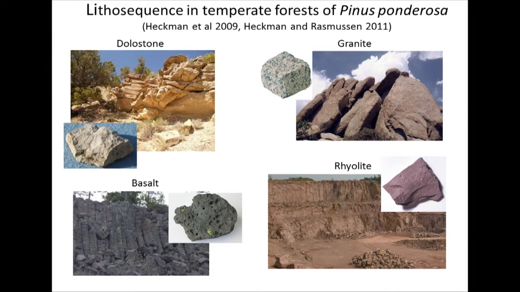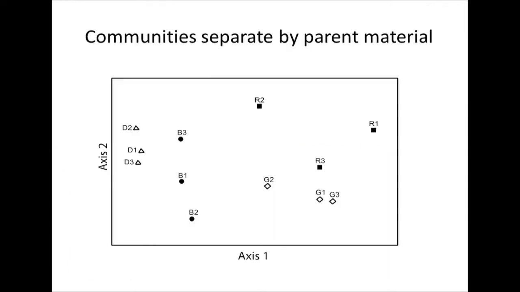So we had parent material that served as reservoirs of varying aluminum. From the left-hand corner, we have the dolostone, which would represent the soil with the highest pH. Then we go in order of decreasing pH with the basalt, then the granite, the right-hand corner, and then the rhyolite. The overstory was held constant. This was in a temperate Pinus ponderosa forest.